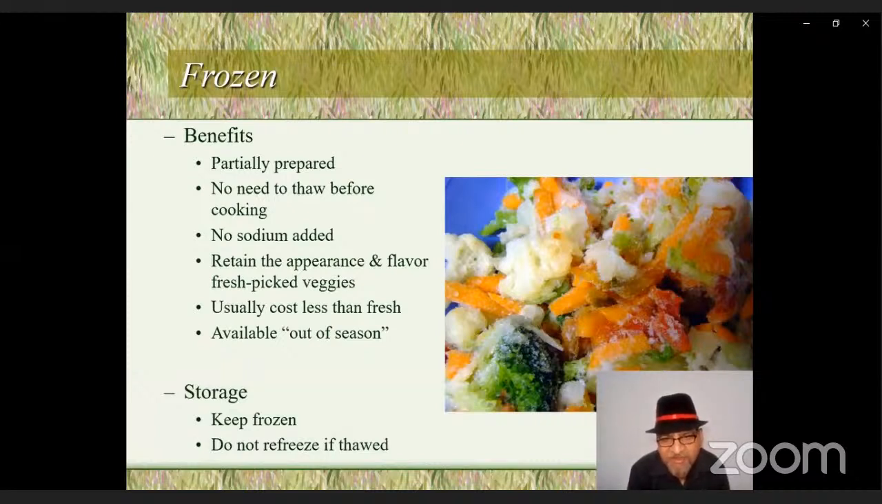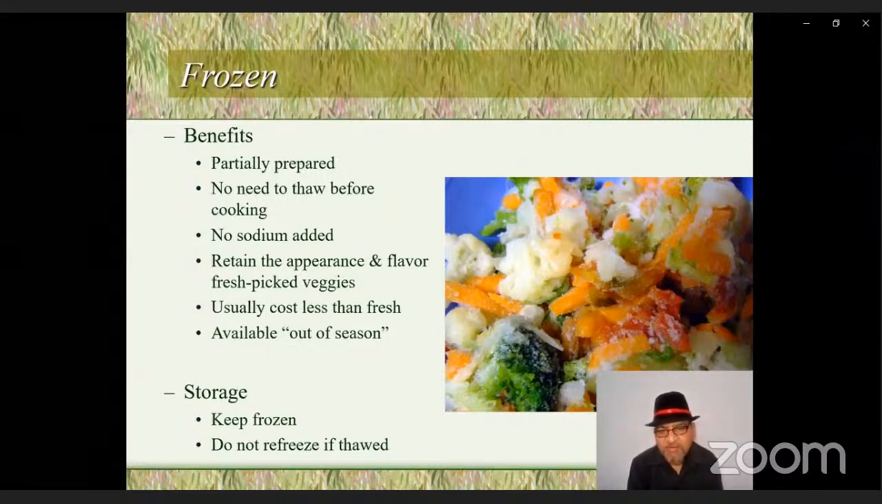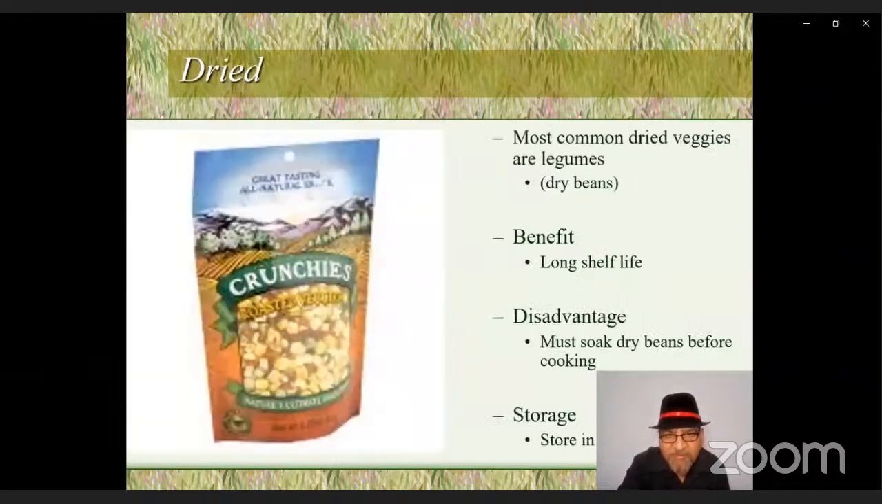How do we store frozen vegetables? Keep them frozen at minus 18 degrees centigrade or lower. And remember this, I have said this earlier also, do not refreeze if thawed. Once they become soft, we should never refreeze them. We should either use them or simply throw them away.